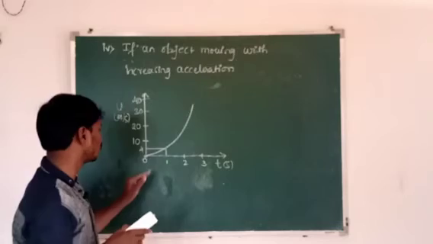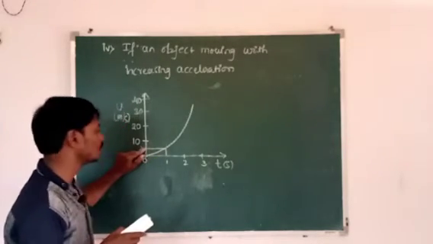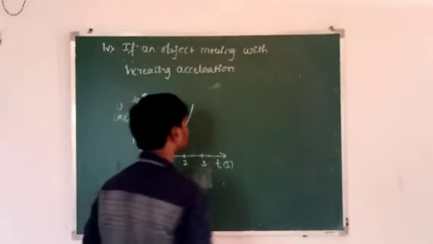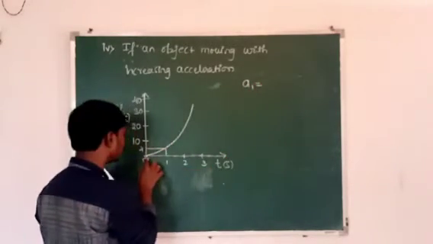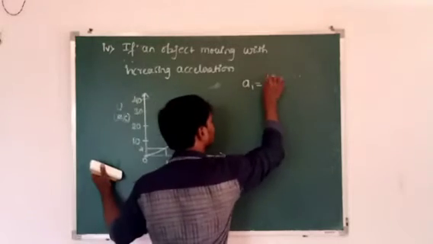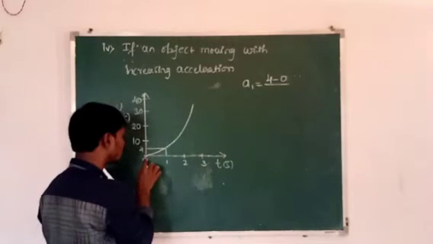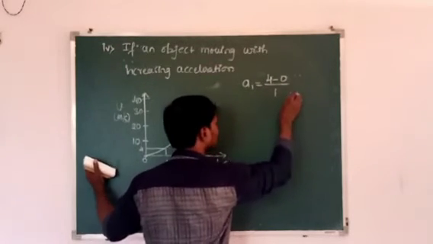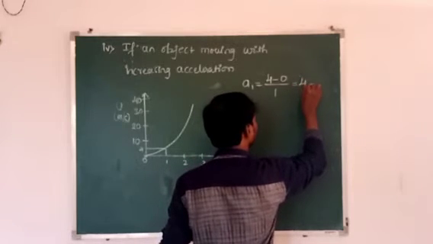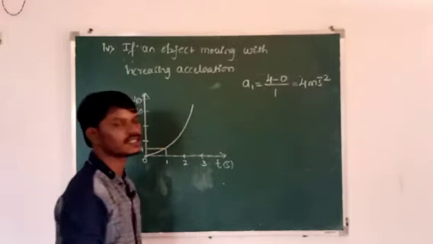Okay. Then what is the acceleration in this case when the velocity increased from 0 to 4? A1 is equal to the change in velocity from 0 to 4, that is 4 minus 0, divided by the time interval, 0 to 1, means 1 minus 0, that is 1. Then here the acceleration of the object is 4 meter per second square.